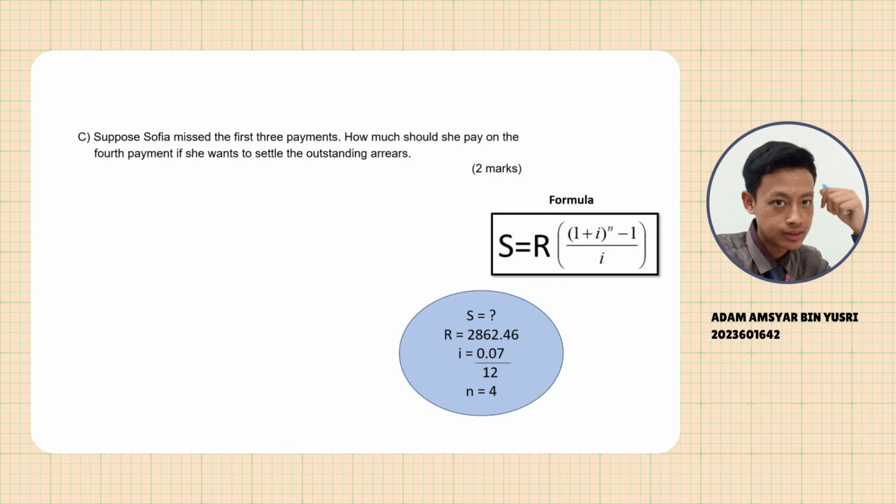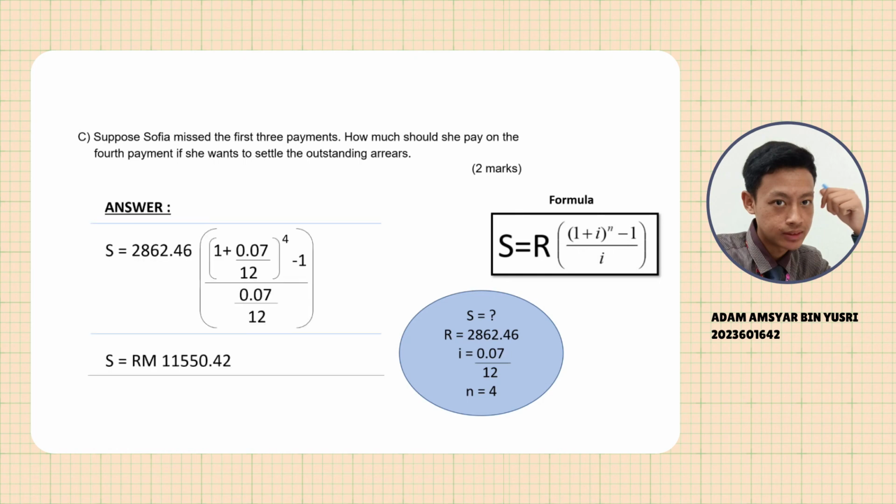In this case, R equals 2,862 ringgit and 46 cents, I equals 0.07 divided by 12 and N equals 4. Substituting these values in the formula, we get S equals 2,862 ringgit 46 cents, open bracket 1 plus 0.07 divided by 12, power of 4 minus 1, divided by 0.07 divided by 12, and we get the answer S equals 11,550 ringgit and 42 cents.